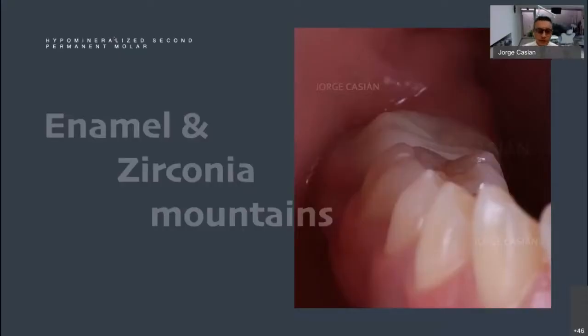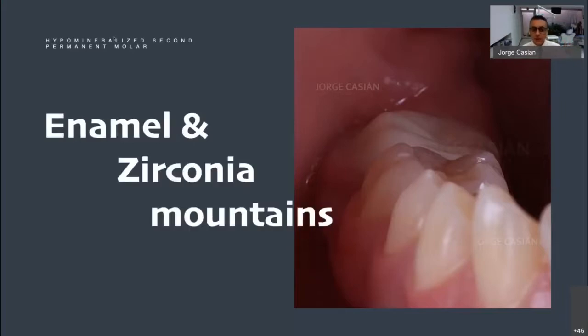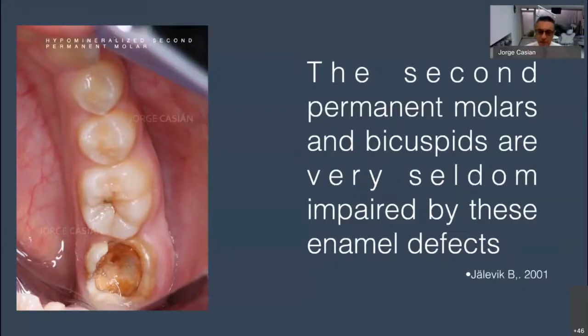I will call this clinical case enamel and zirconia mountains. This is a teenager, a 13-year-old girl, and this is a hypomineralized lower second permanent molar.